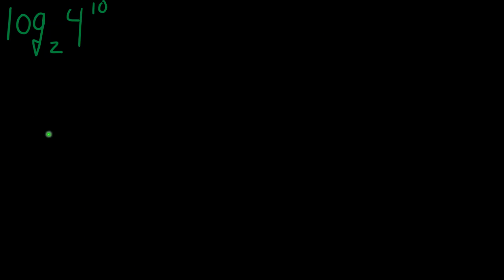So in this equation, we have log base 2 of 4 to the 10th power. The first thing we want to do is use our power rule to rewrite the equation. So we can bring this 10 all the way to the front. So we can rewrite this equation as 10 times log base 2 of 4.